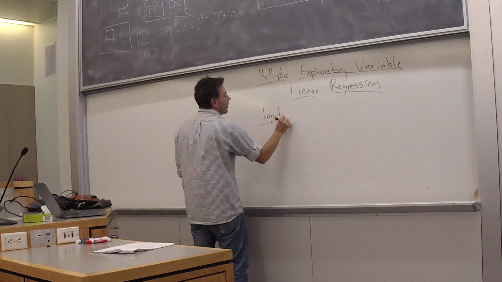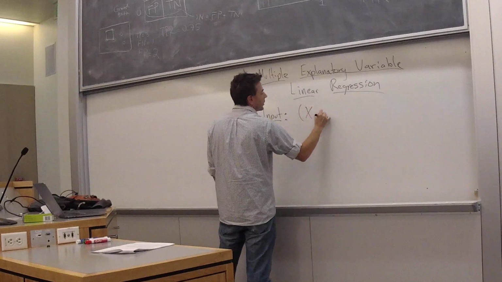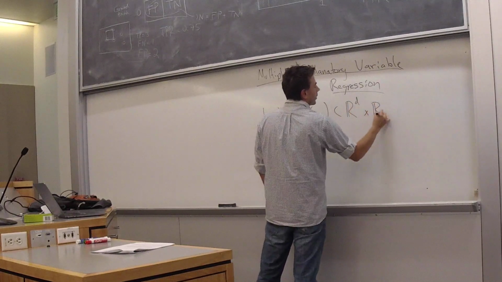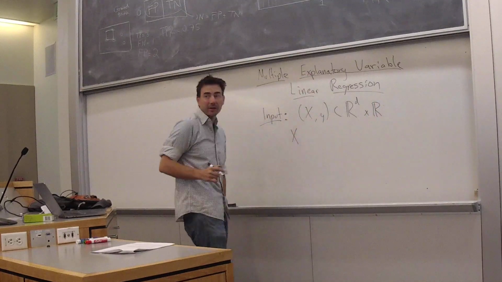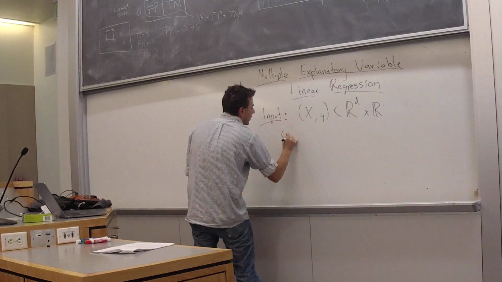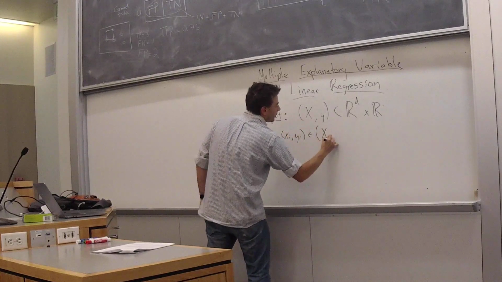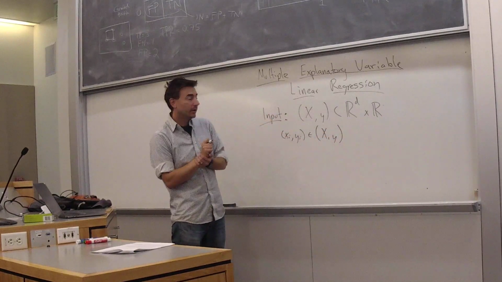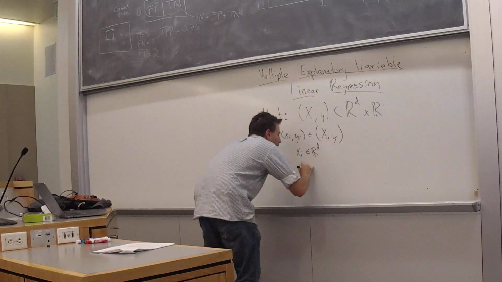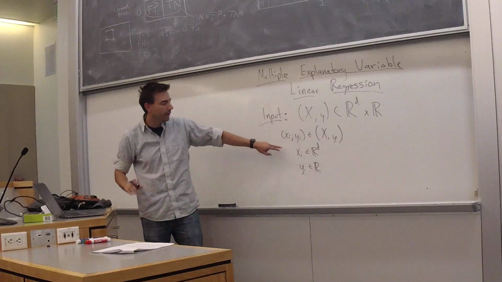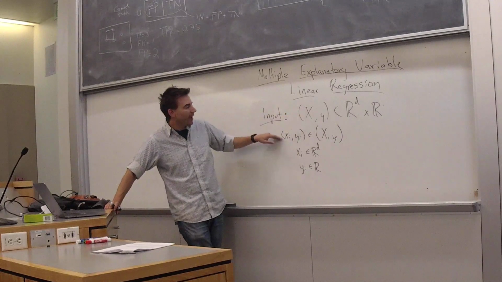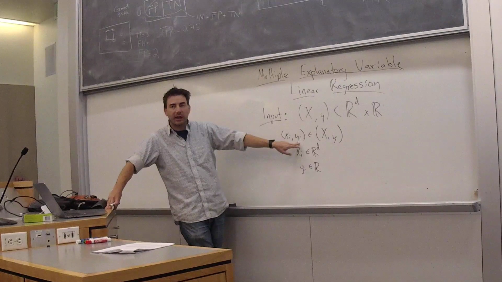Okay, and so the input to this problem is going to be a set (X, Y), which will be a subset of R^d cross R. That means that for each element, I'm going to have these (xi, yi) pairs, where each xi is in R^d, and yi is in R. So these are going to be the explanatory variables, and that's why we wrote this as an uppercase X, because each yi is a scalar value.